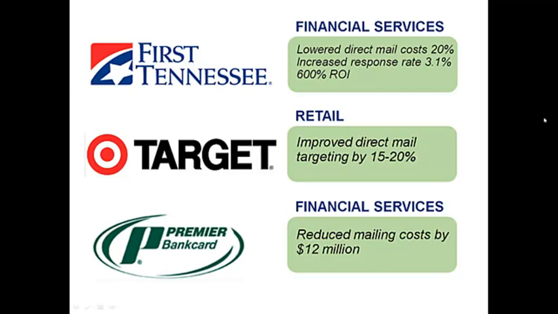First Tennessee Bank showed that by predicting who's going to respond to direct mail, they were able to lower the direct mailing costs by 20% and increase the response rate by more than 3%, which resulted in a 6-fold return on investment for that predictive analytics initiative. Target reported improved direct mail targeting by 15 to 20% using predictive modeling. Premier Bank Card reduced mailing costs by 12 million, presumably by suppressing those customers much less likely to respond.